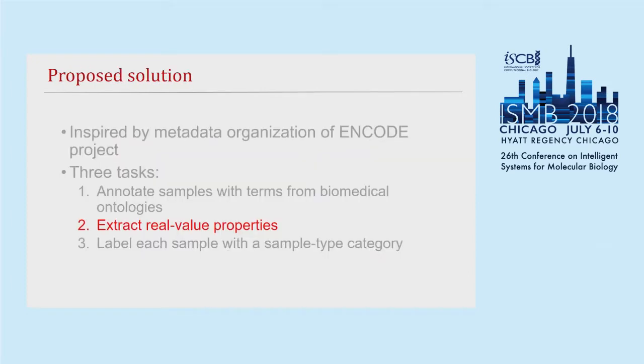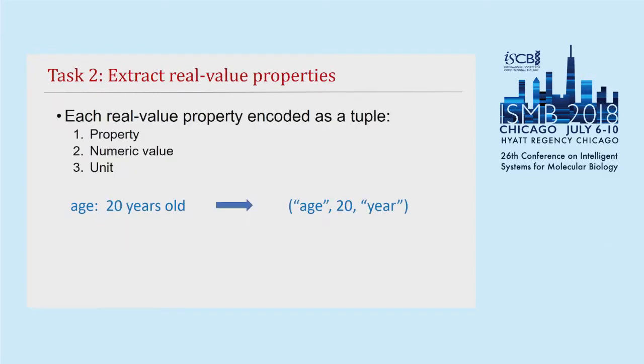So next I'm just going to talk briefly about the second subtask, which is extracting real value properties. And so we represent each real value property with a tuple, where this tuple stores the property, the numeric value, and the unit, where the unit comes from the units ontology. For example, the key-value pair age: 20 years old maps to the tuple age, 20, and year. I'm not going to go into depth on how we do this, but we take advantage of that graph data structure that I described before, and we've achieved precision of 0.98 and a recall of 0.67. So high precision, and there's still a little bit of work to be done in boosting the recall.